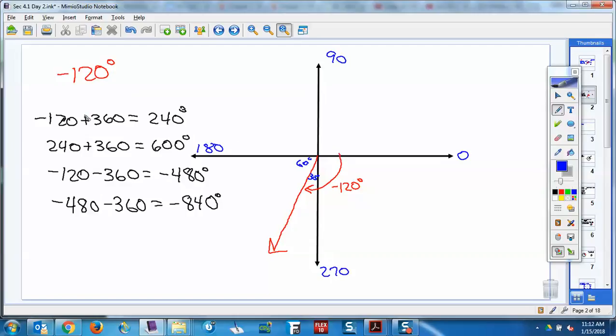So if I add 360 to that, that gives me a positive. Add another 360, I get another positive. There are my 2 positives. If I take away 360, I get that. Take away again, I get that.